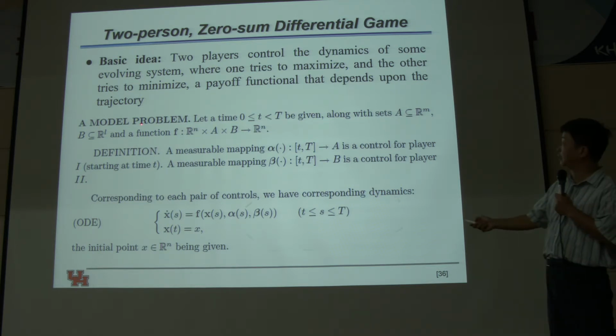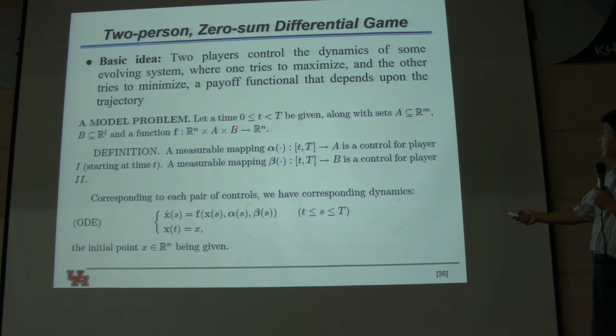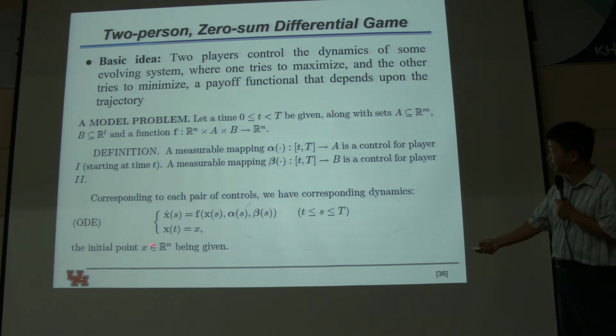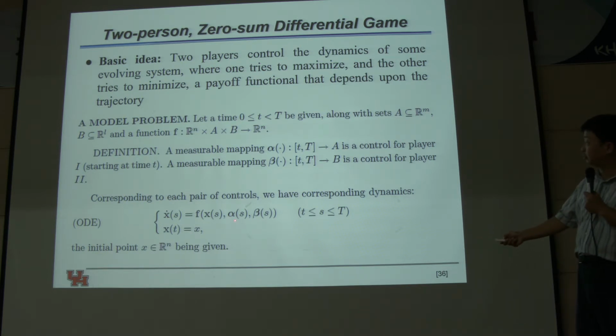So basically, you have over time an ODE, and one control, alpha, is controlled by user A. Beta is controlled by user B. So basically, you see the ODE. Now you have two players. One has control alpha, one has control beta.